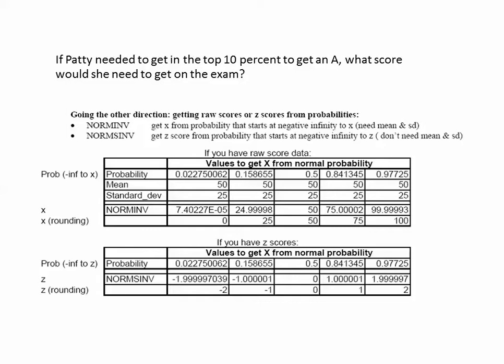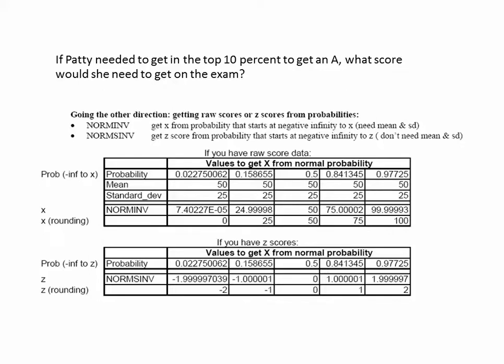Let's continue with this example with the following question. If Patty needed to get in the top 10% to get an A, what score would she need to get on the exam? Now this is fundamentally different than the norm dist function because in this problem we're actually given a probability and we want to calculate a value, where in the norm dist function previously we're given a value and we want to calculate a probability.